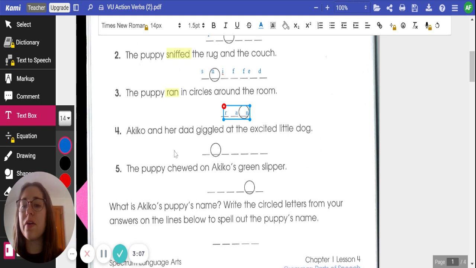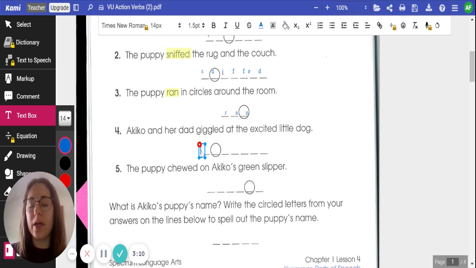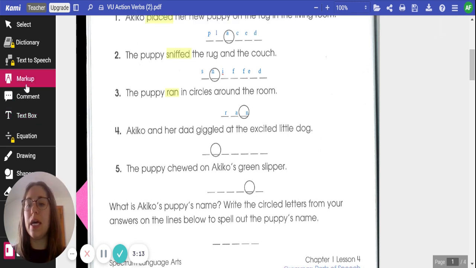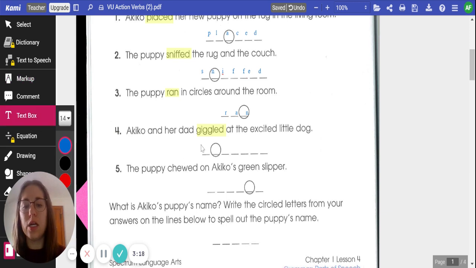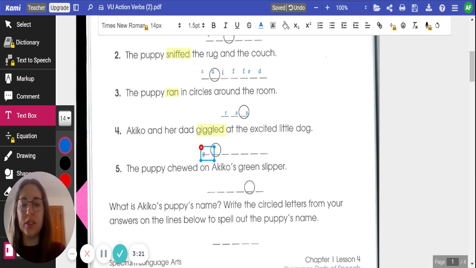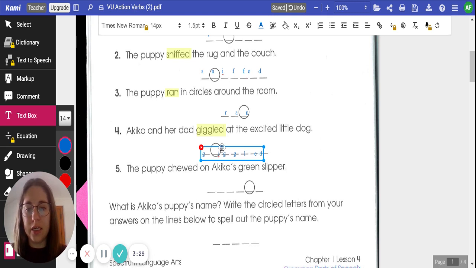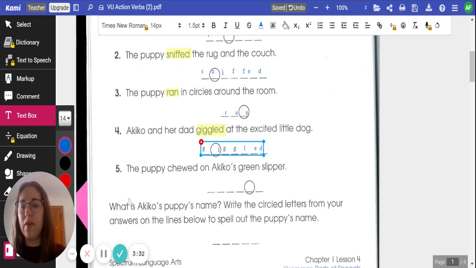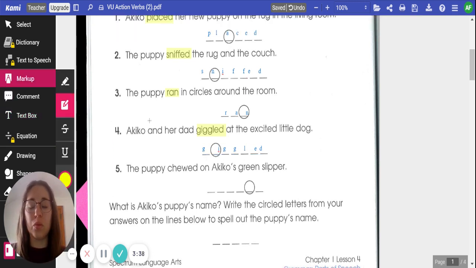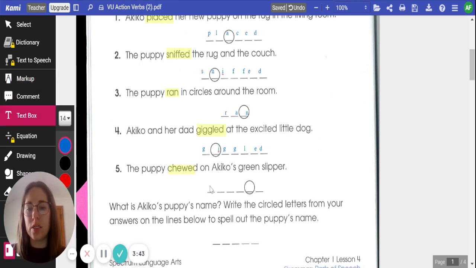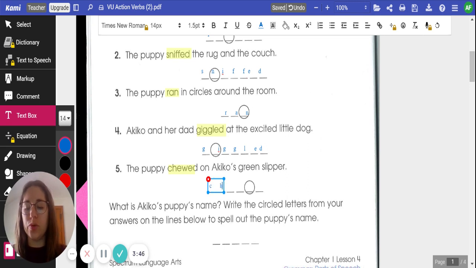All right, let's go over 4 and 5. Number 4, Akiko and her dad, they giggled. So next to number 4, make sure that you have the word giggled written down. G-I-G-G-L-E-D. And for number 5, the puppy chewed on Akiko's green slipper. Who is the sentence about? It's about the puppy. And what did the puppy do? The puppy chewed. So next to number 5, let's type in chewed.